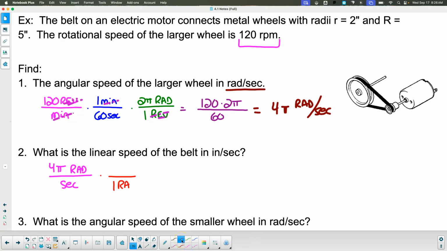1 radian is 5 inches. So this is going 4 pi times 5 divided by 1. So that's going 20 pi inches per second. That's the linear speed of the belt. Okay? Now we can follow along on that.